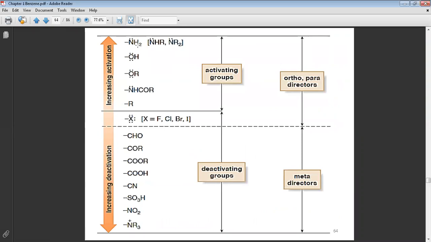Again, look at this. NH2 group, OH, ether, amide, alkyl are activating groups, and ortho para directors. Just the halogen is deactivating. And all of these other groups are deactivating groups, and all of these groups are meta directors. The halogen together with these groups is what? Ortho para director. Okay?